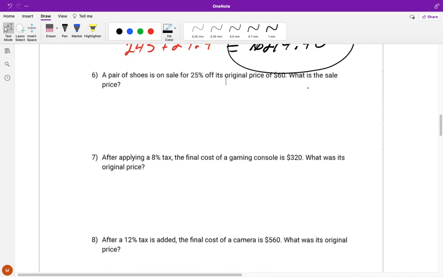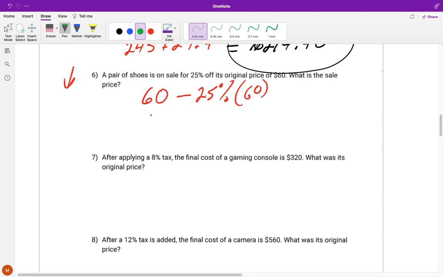So for this one, number 6, it says a pair of shoes is on sale. So that means we're subtracting because it's going down for 25% off its original amount of $60. What is the sale price? So $60 is our original amount. Since we're taking a sale or a discount, we're subtracting 25% of our original amount, which is 60.